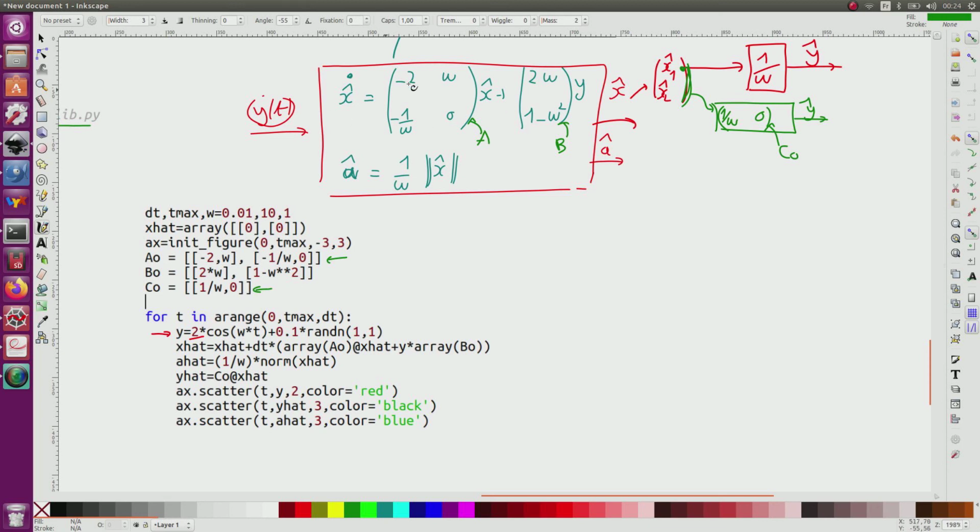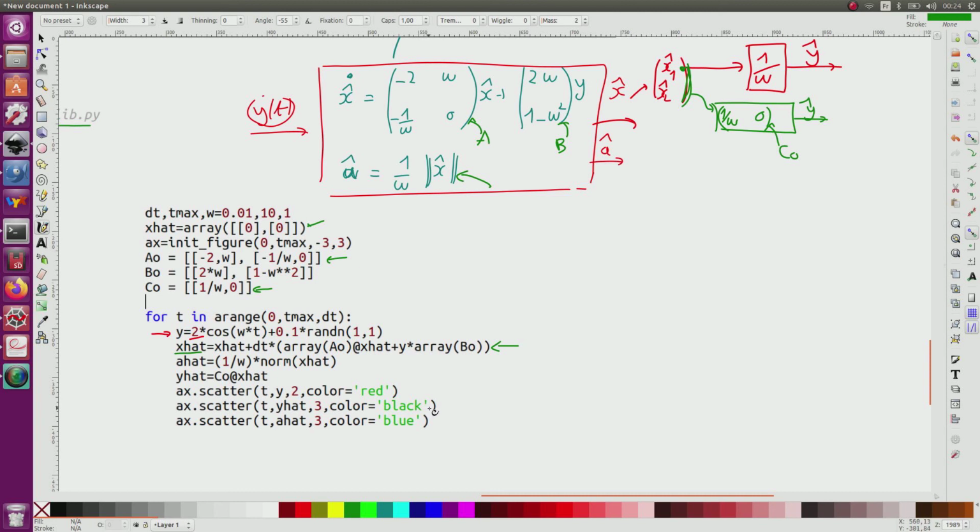Now I will integrate this differential equation, a first order differential equation, by an Euler method here. So I will obtain x hat. X hat has been initialized here at 0, 0, because I have no idea of the amplitude. Then I generate x hat, so the estimation of the amplitude, like this, and y hat corresponds to the multiplication of the estimated state vector by the observation matrix CO.